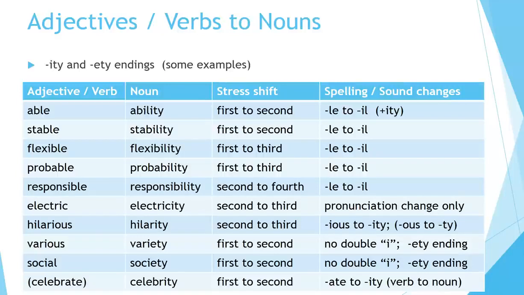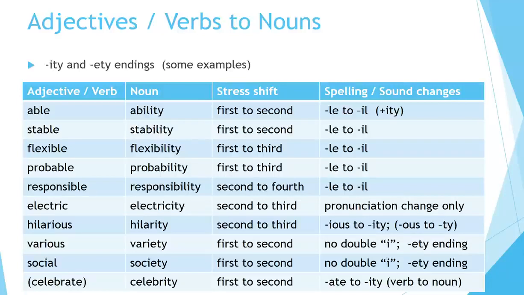Responsible, responsibility. Again, the spelling change is LE to IL. Do you notice a pattern here? The syllable right before the ity ending is stressed. Ability, stability, flexibility, probability, responsibility. Let's look at the next one.